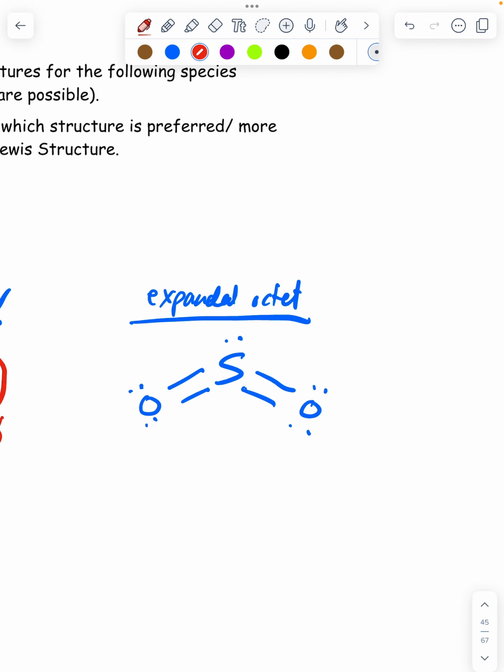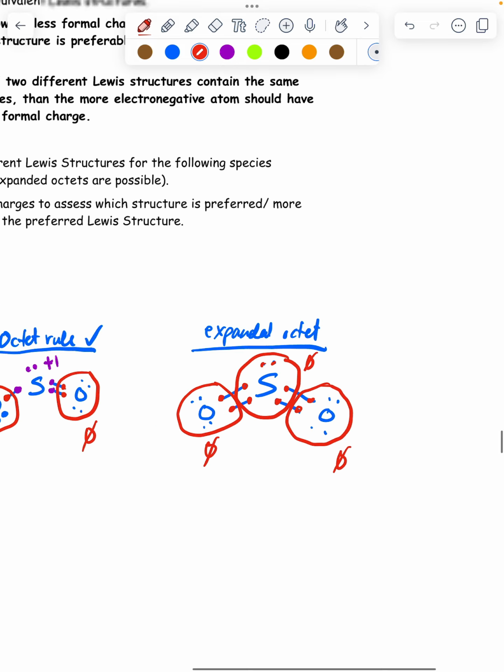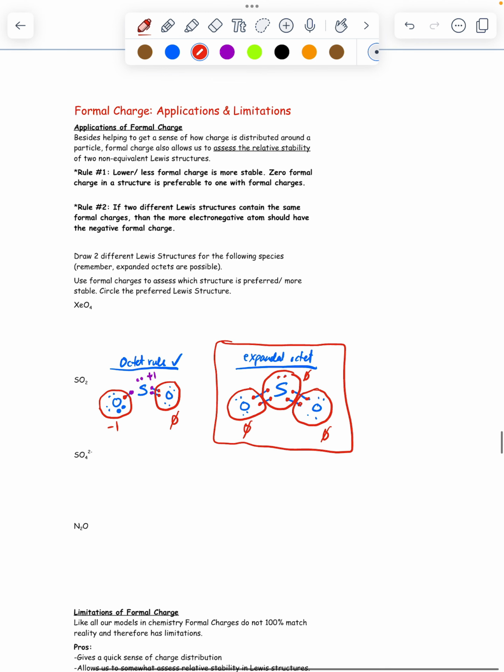Now if I go over here to my expanded octet one, I do those circles again. This oxygen has 6, formal charge of 0. This oxygen also has 6, formal charge of 0. And the sulfur has 6, so formal charge of 0. So which structure is better? Well, the idea of formal charge would tell us that this structure is preferred. We want to minimize formal charges. Get them all the way to 0 if possible, or get them as close to 0 if we can't get them all to 0.